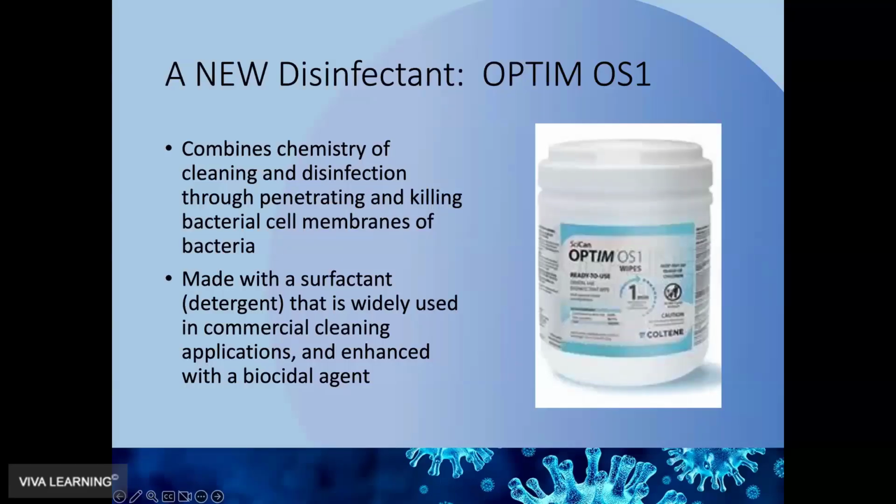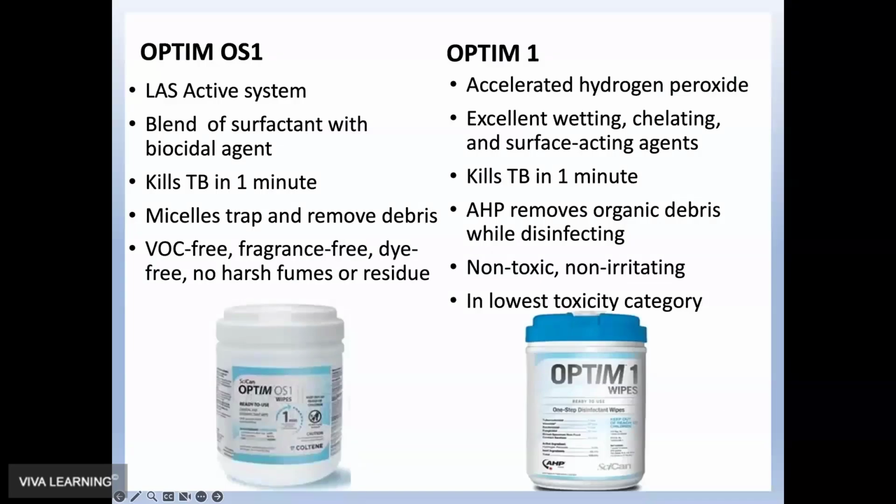So this surfactant is widely used in commercial cleaning applications, and then there's a biocidal agent. So the older product or version is Optim One, and the newer kid on the block is OS One, and we're going to talk about the differences between them. Optim One on the right, the active ingredient is accelerated hydrogen peroxide.